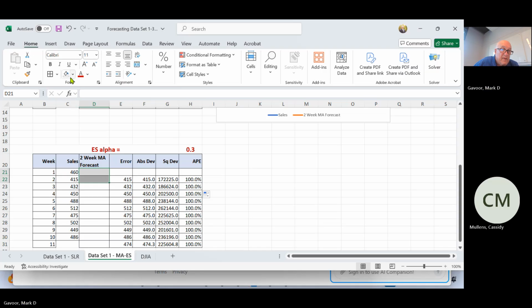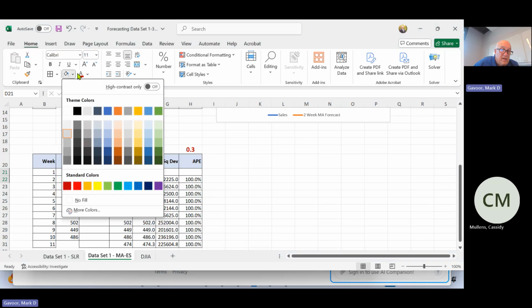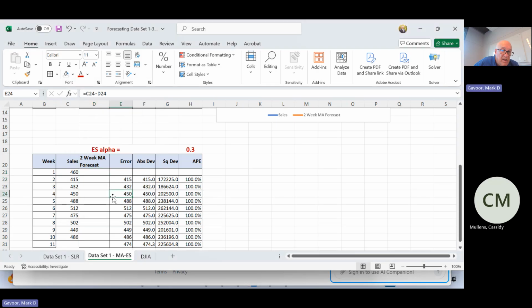All right, that's fine. The only thing I can't forecast is the first one. So what do I want to say? No fill. I need a previous sales and a previous what? Forecast. Do I have a previous forecast? I have no forecast. So in my first cell there, I have to make up a forecast. It's called seeding the forecast. So I could put 460, but I don't want to put 460. Make it 462, 463. Eyeball it. Just make something near it.